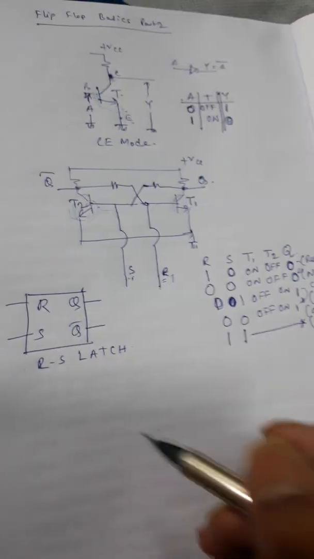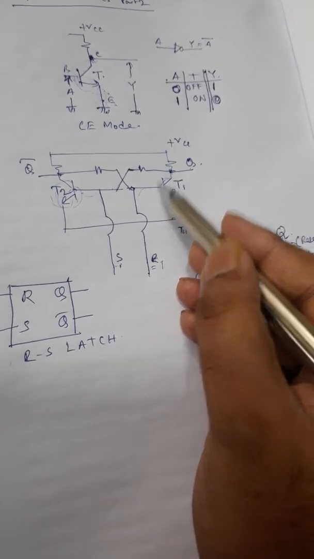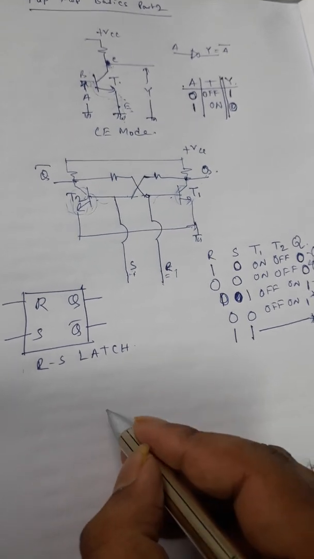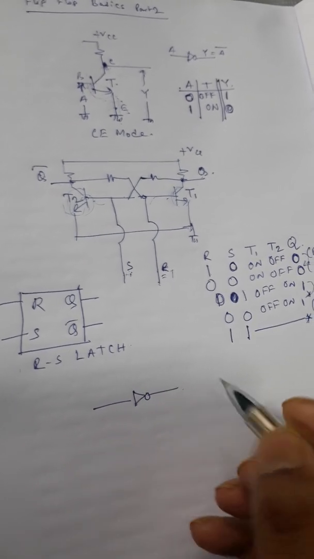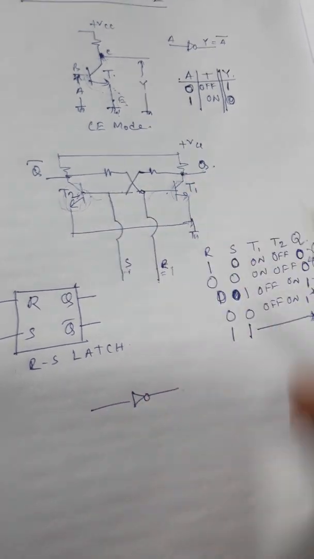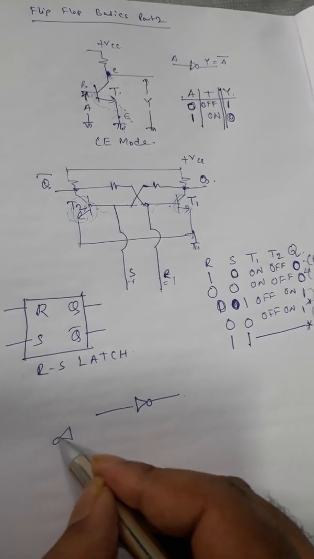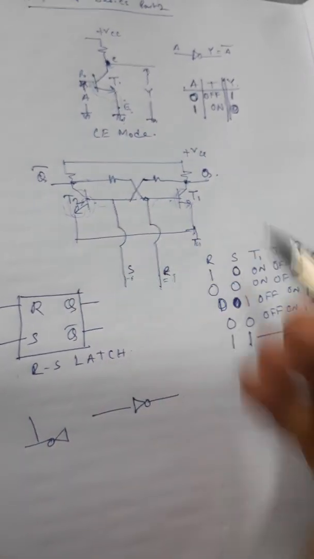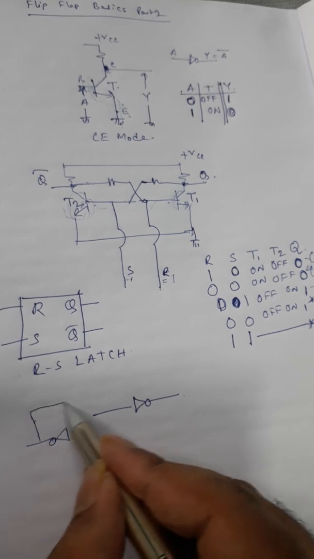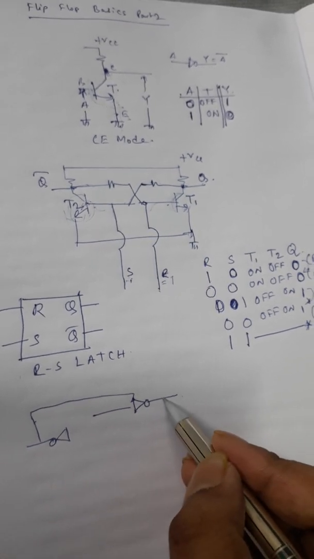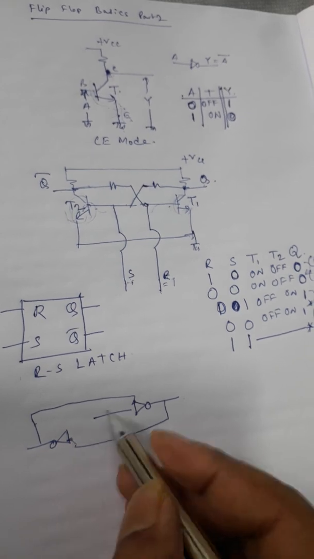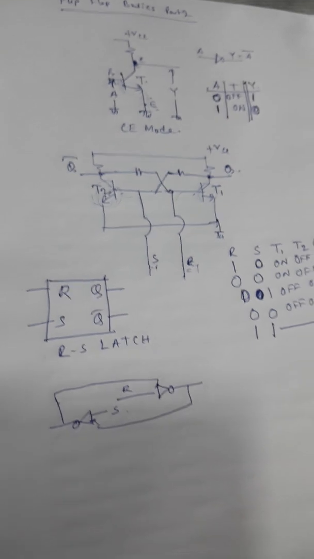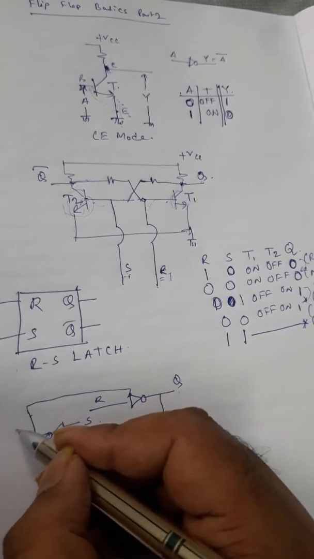Now let us go through more analysis. Each of the transistors can be replaced by what? A NOT gate. So we can replace a transistor by a NOT gate, and similarly this transistor can also be replaced by a NOT gate. The output of this one goes to the input of this one, and similarly the output of this one goes to the input of this one. This is our R input and this is our S input, and this is Q and this is Q bar.